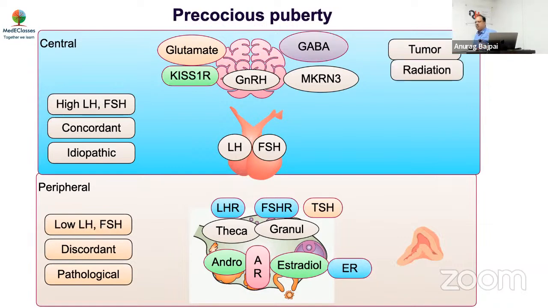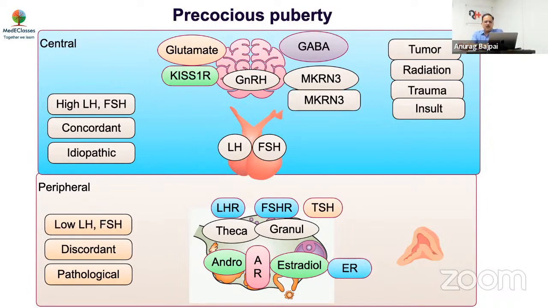Now, there are various causes which can cause central precocious puberty, which include factors like tumor, radiation, trauma, any insult will cause that. But most of it, 95%, will be idiopathic. So beyond 6 years, we do not want to do unnecessary evaluation in the form of an MRI to identify a lesion. There are rare genetic causes which may also be there in that regard.